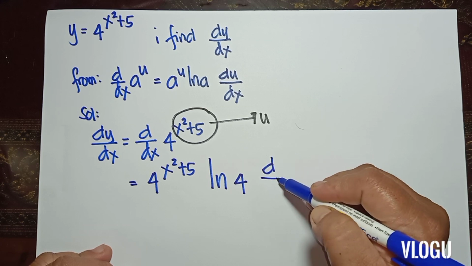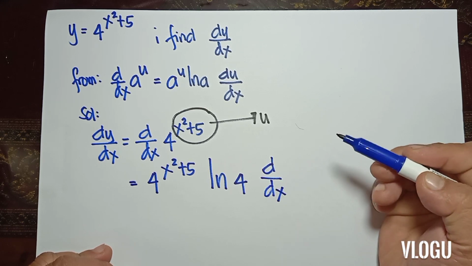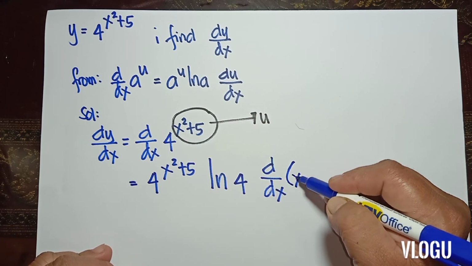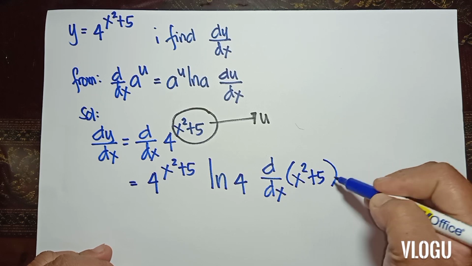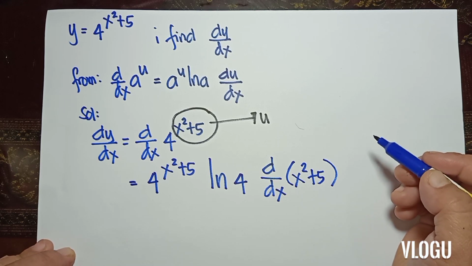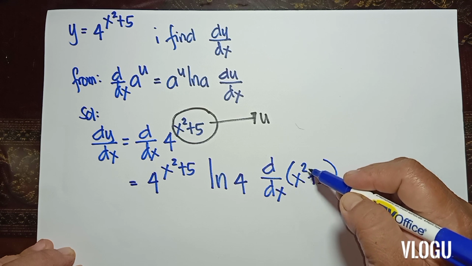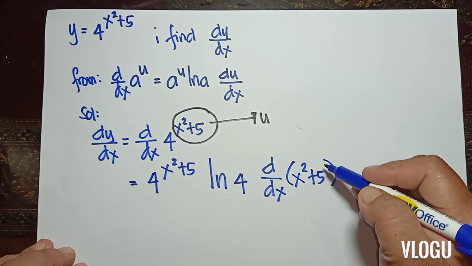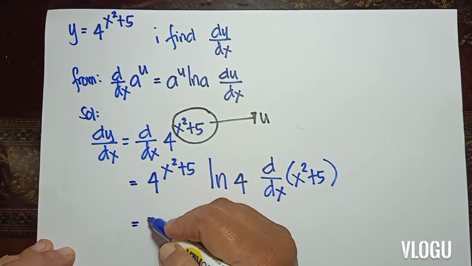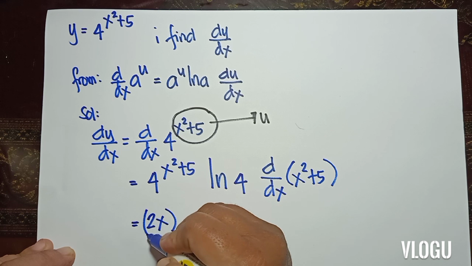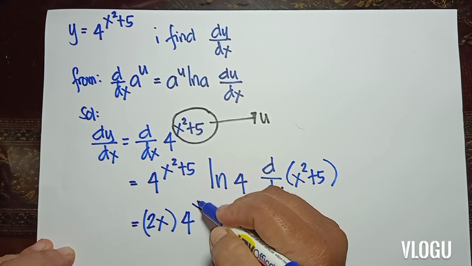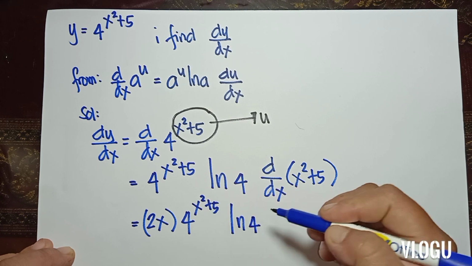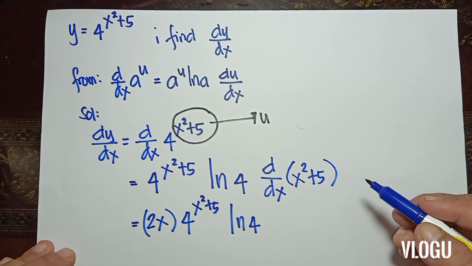Next, derivative of u, du dx. What is our u? x squared plus 5. What is the derivative of x squared? That is 2x. Derivative of 5 is 0. So you will have 2x. So the result is 2x times 4 to the x squared plus 5 ln of 4. This is now the answer.